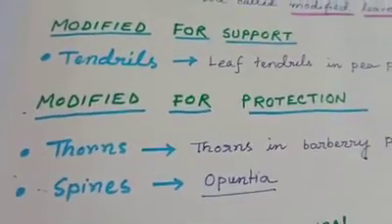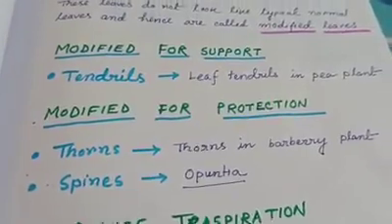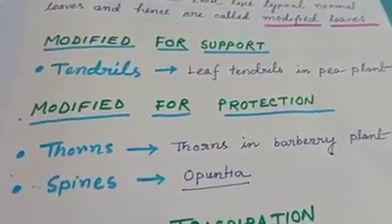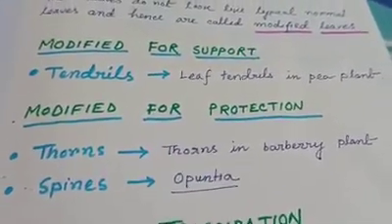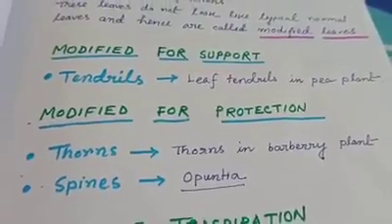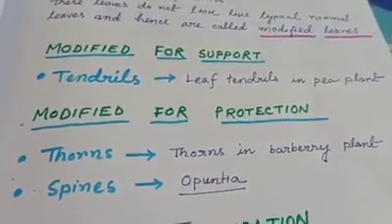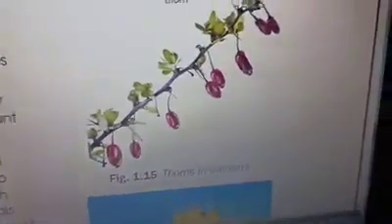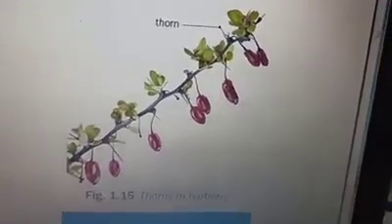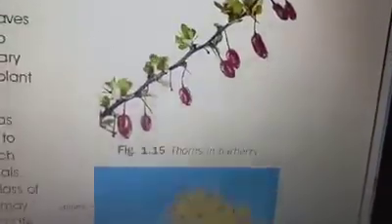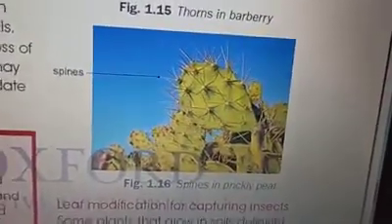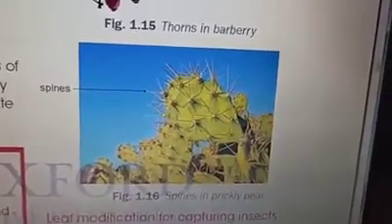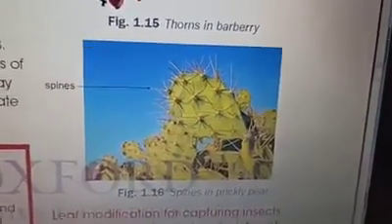These can be of two types, thorns and spines. Thorns are present in barberry plant, which is a modified leaf, and the spines of opuntia, or you can say cactus, are nothing but modified leaves. Just look at the picture, that is thorns in barberry, and this is the spines of prickly spear. It is a desert plant and spines are used in those plants for protection.